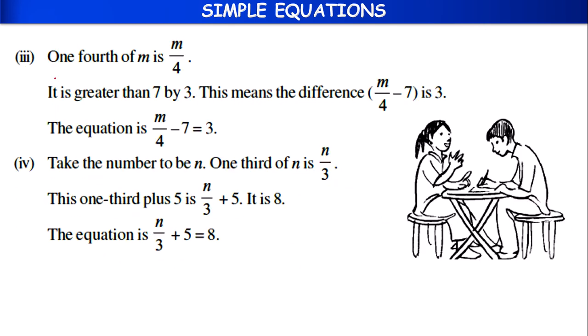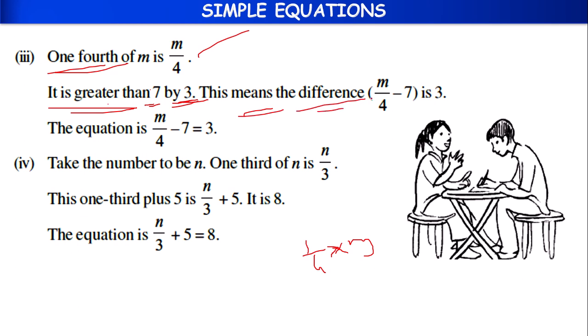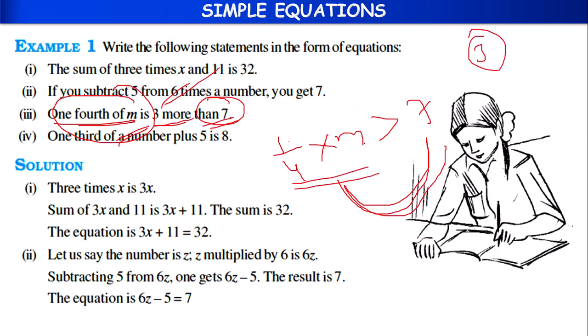So here, 1/4 of m is 1/4 into m, which is equal to m by 4. It is greater than 7 by 3, which means the difference of m by 4 and 7 is 3. Means m by 4 minus 7 equals 3. So that is the equation.